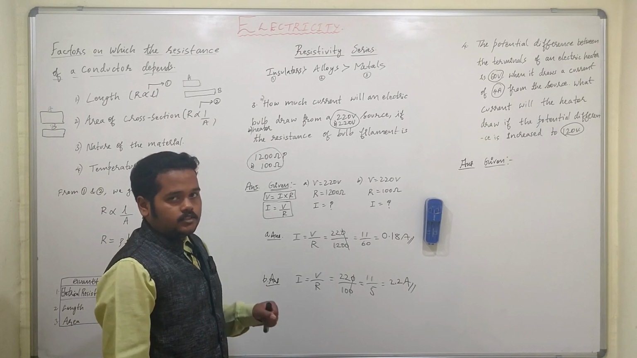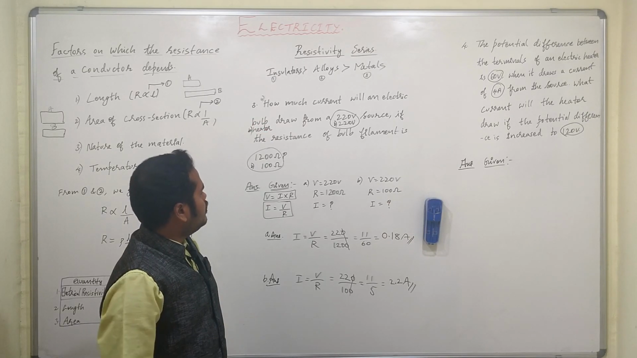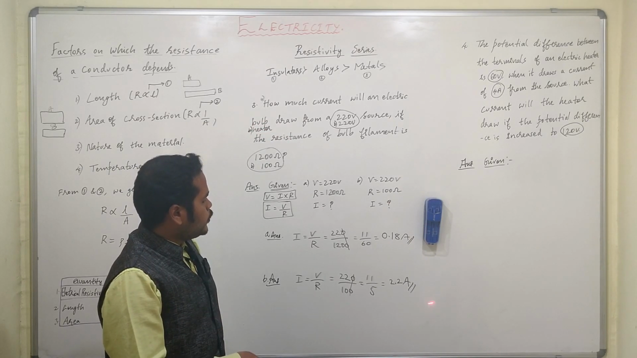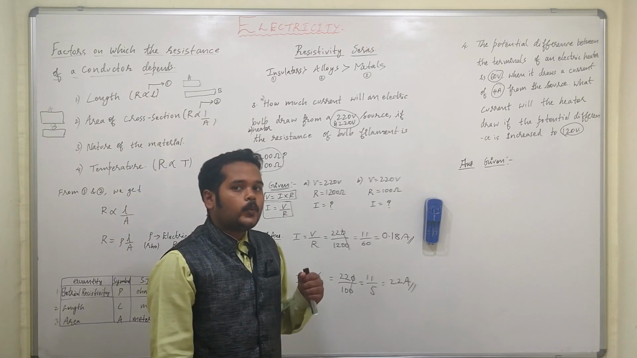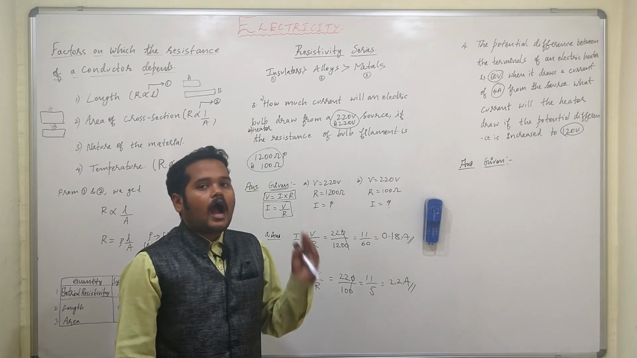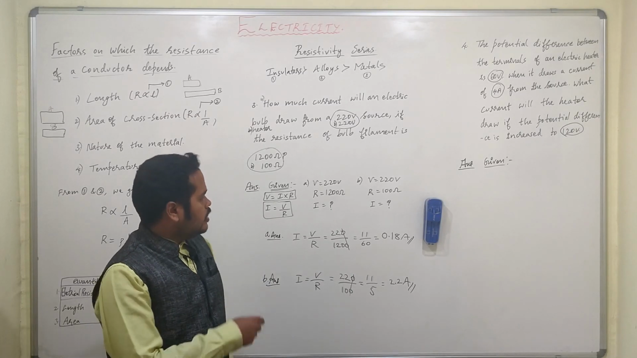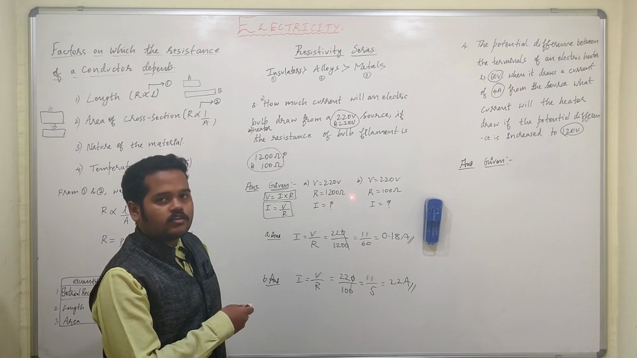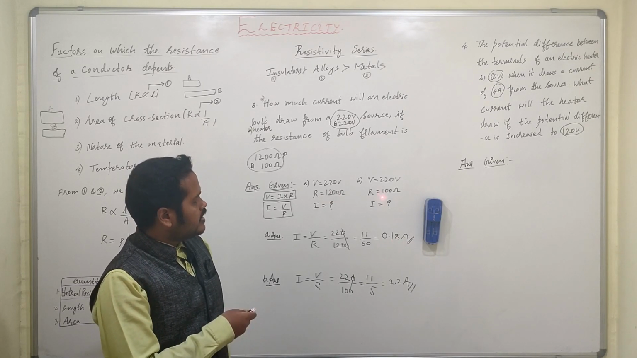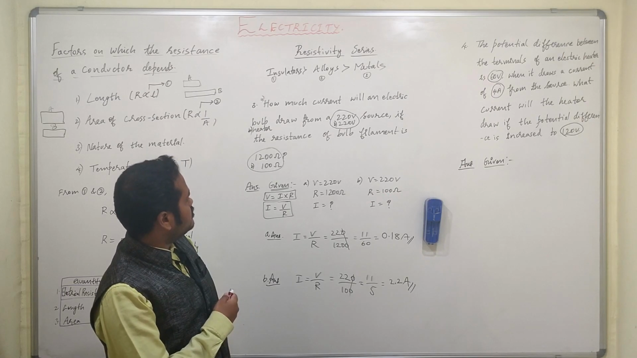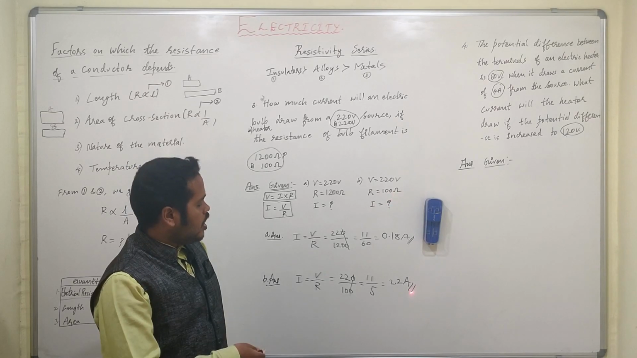So the current drawn by the bulb is 0.18 ampere. The current drawn by the heater is 2.2 ampere. Here you will also notice the fact: higher the resistance, lower the current which is flowing. Here we have 1200 ohm of resistance, so more the resistance, lesser the current, 0.18. Here the resistance of the heater is less, that is 100 ohm, so the current is more.